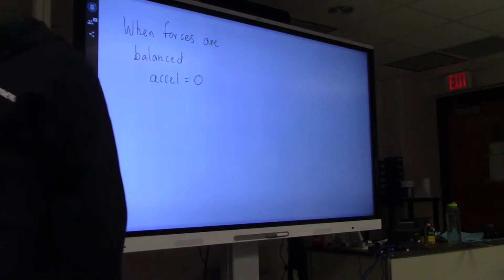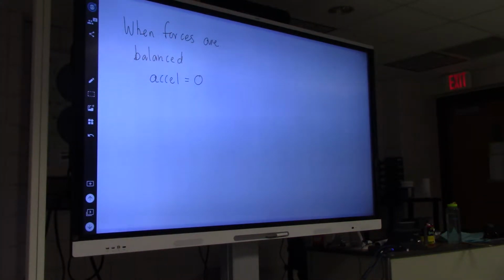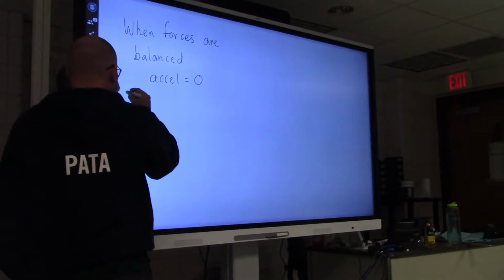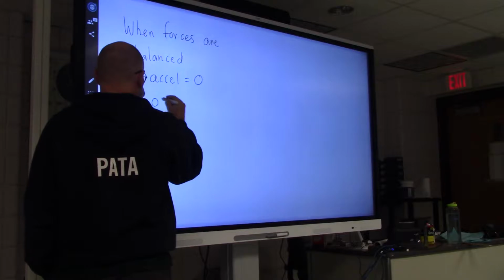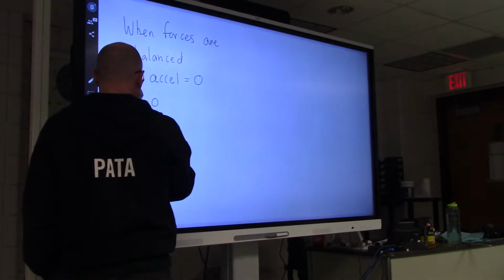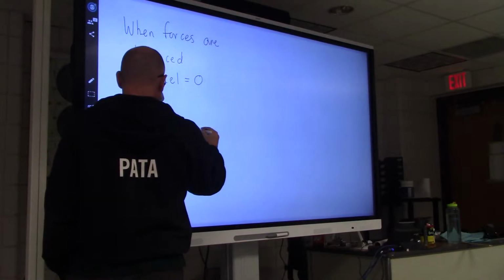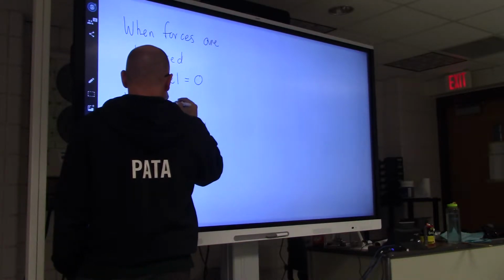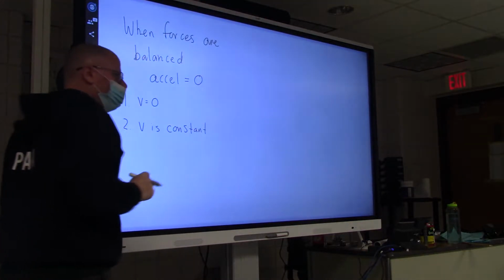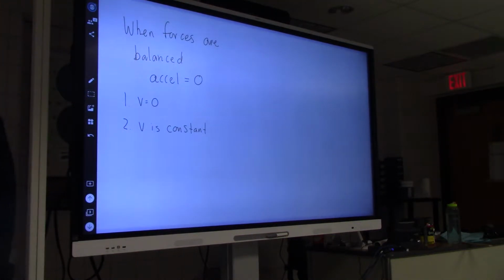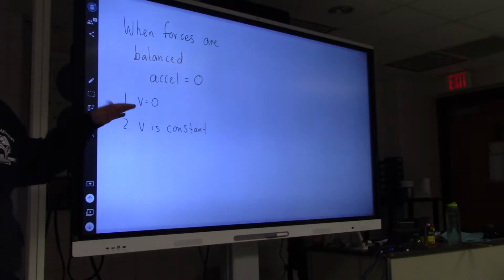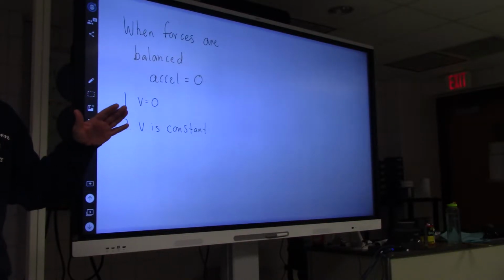Is that the rule? Yes. So if the forces are balanced, you are not accelerating. Now, that could look one of two ways. Given the board yesterday, what could this look like? So the speed could be 0 and staying 0, or the speed could be constant. True? That's what we got from yesterday.